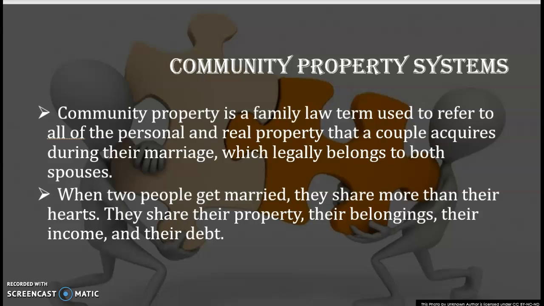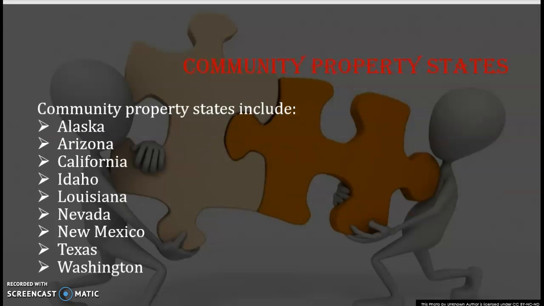Second, community property system. Community property is the family law term used to refer to all of the personal and real property that a couple acquired during their marriage, which legally belongs to both spouses. When two people get married, they share not only their heart, they share their property, their belongings, their income, and their debts. In the United States, not all states belong to community property law.